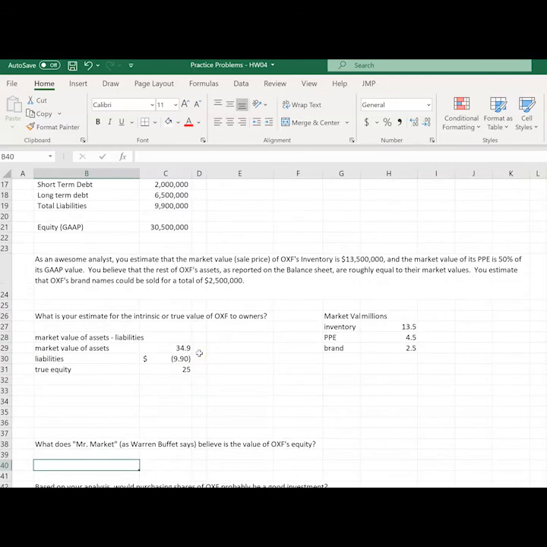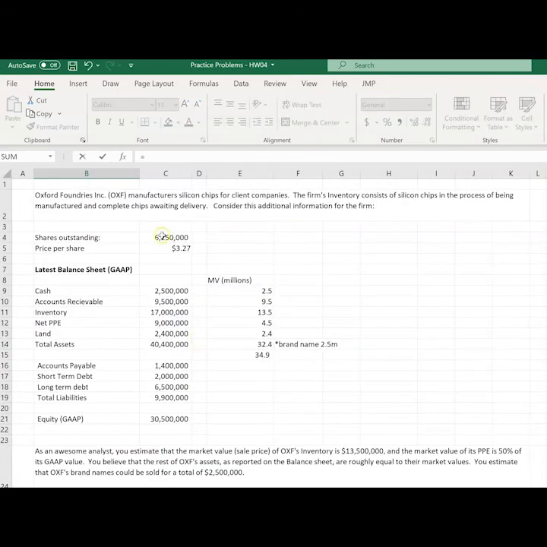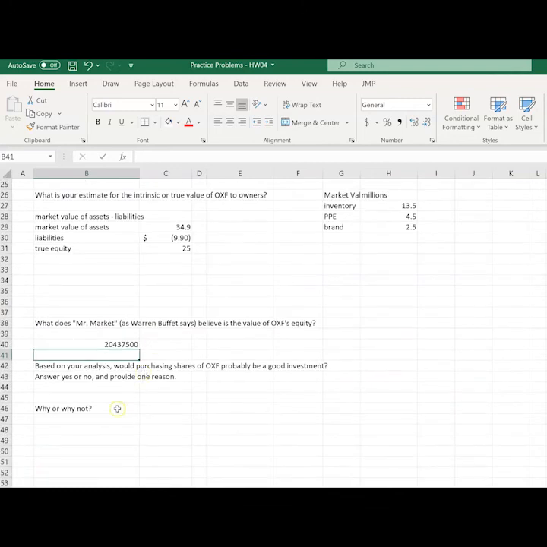All right, so shares outstanding times price per share, just C5. And then this is, yeah, so that's what the market is valuing this at. And so we could say this is roughly 20.5 million.